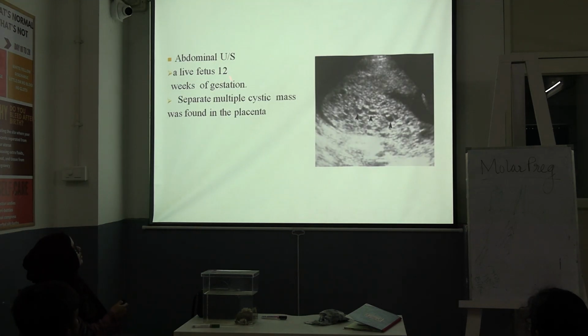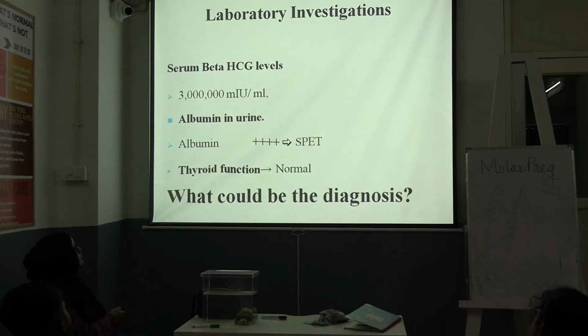So in this case, on ultrasound, a live fetus of 12 weeks gestation was found. Separate multiple cystic masses were found in the placenta. Okay, these cystic masses or the snowstorm appearance was found in some part of the placenta. The beta HCG level was 3 lakh milli-international units per ml. Albumin was there in the urine. This is the sign of preeclampsia. Okay, thyroid function was normal. What could be the diagnosis?